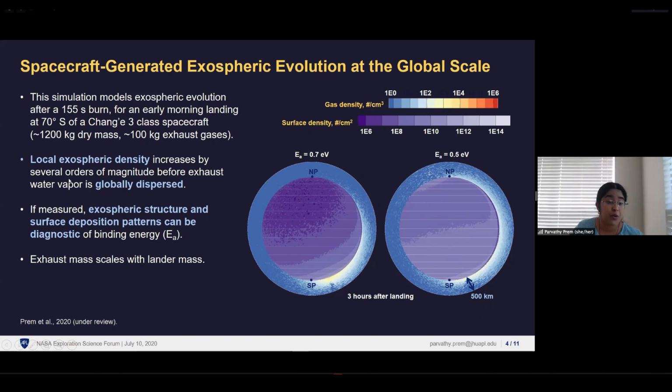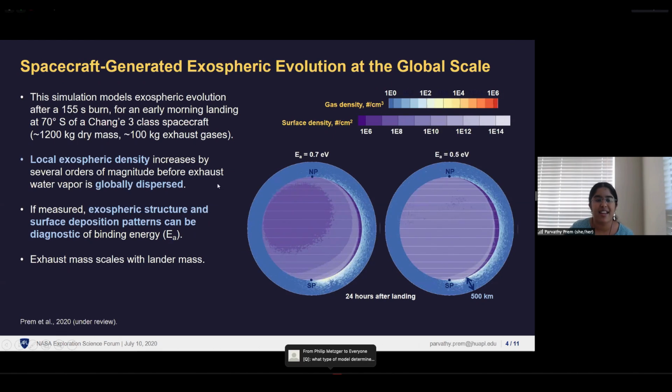It's also important to note that the exosphere mass, and as a result, these densities that you see here, scale with lander mass. This was a fairly small, though impressive, lander. If you have something that's heavier, it's going to burn more fuel. These densities will scale. The next few slides just step through 6 hours after landing, 24 hours after landing. You can see that dispersal continuing.